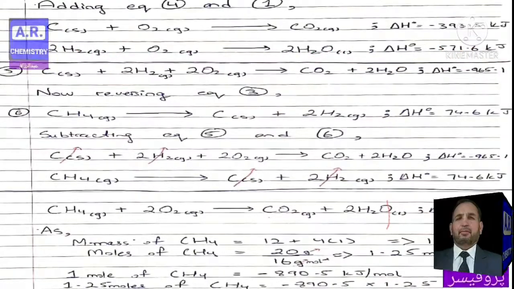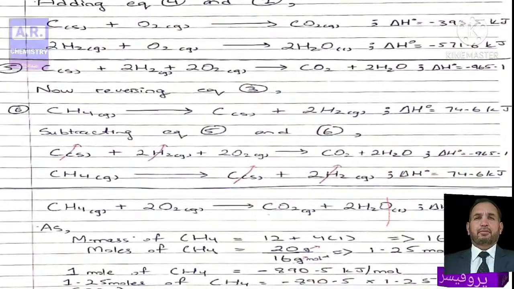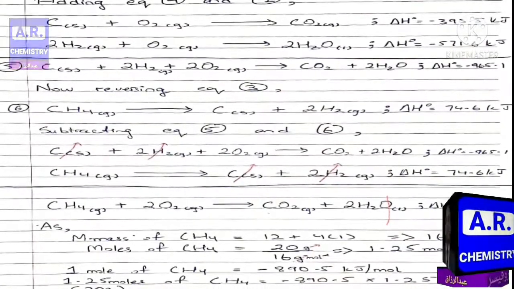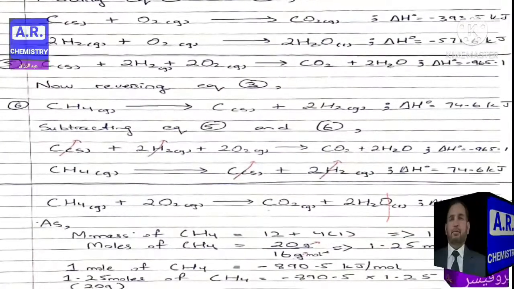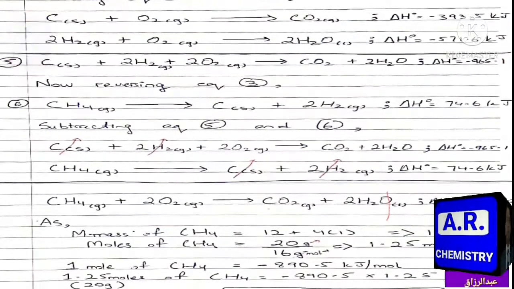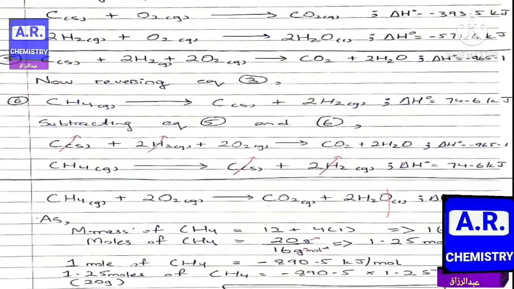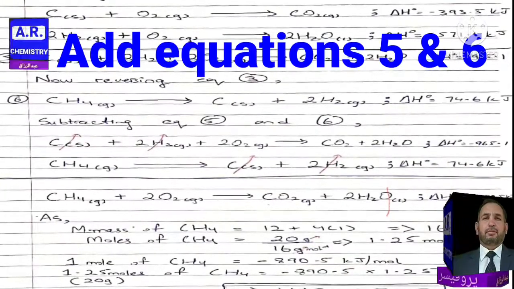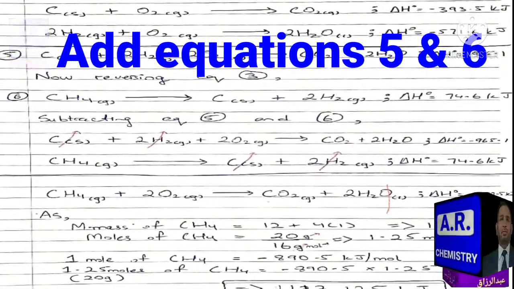So after reversing this equation, the new equation is in the form of equation 6, and after that, you are subtracting equation 5 and 6. No, that is not right. Since you have reversed, now you just have to add. Kindly correct: add equation 5 and 6.